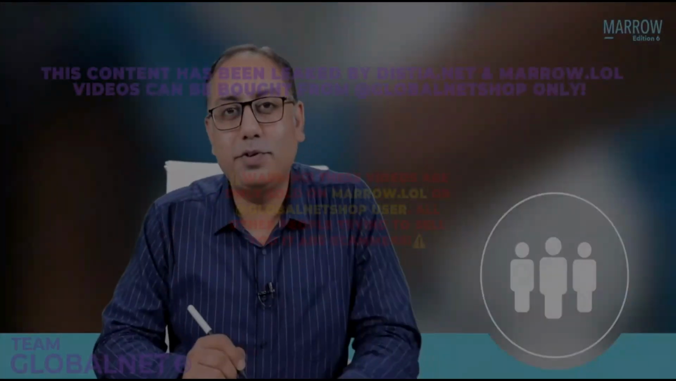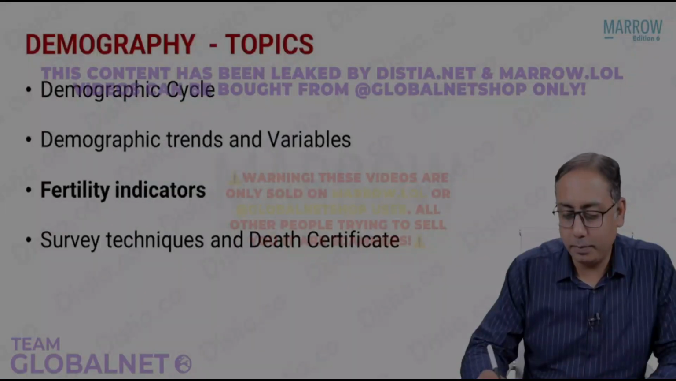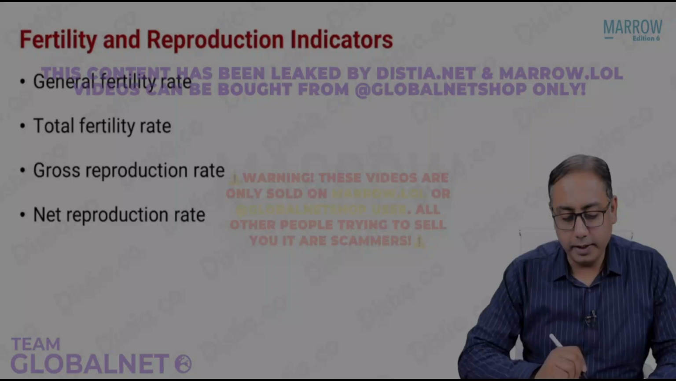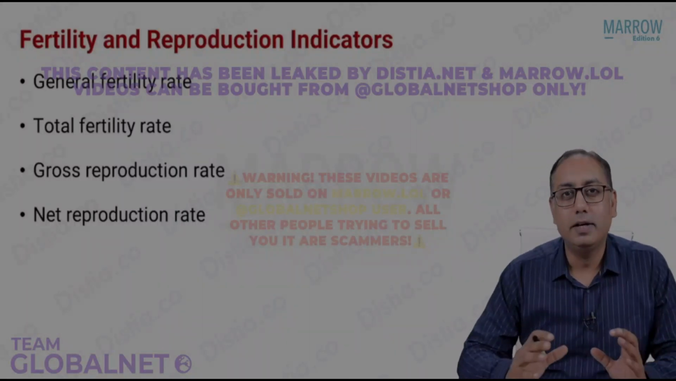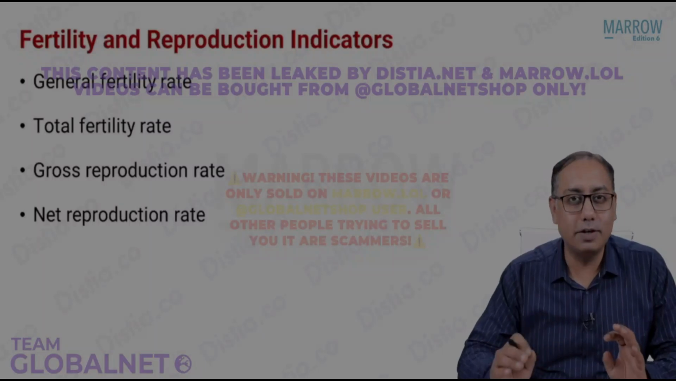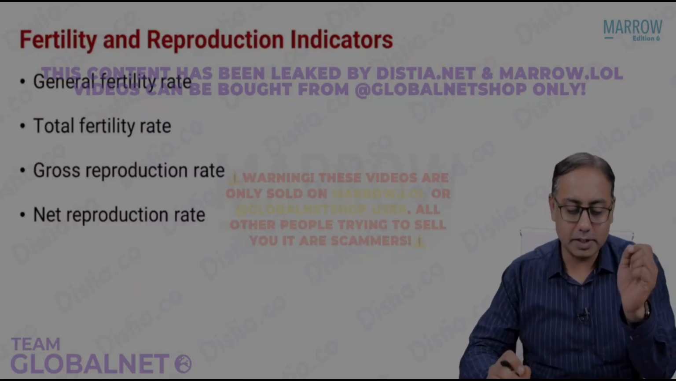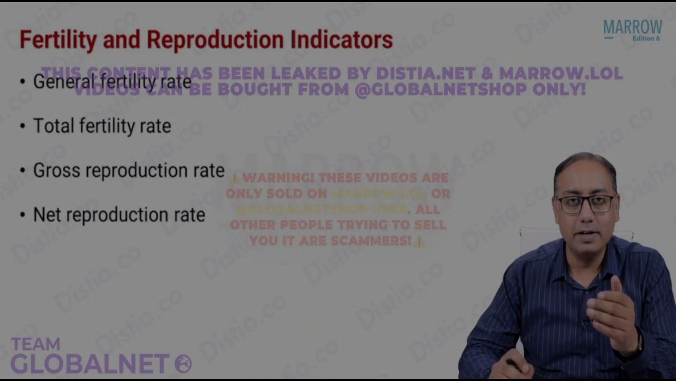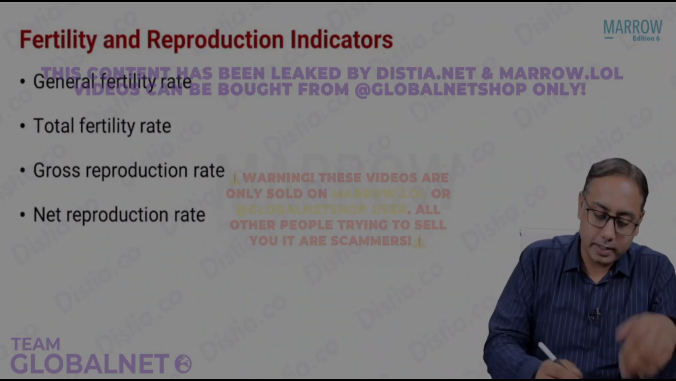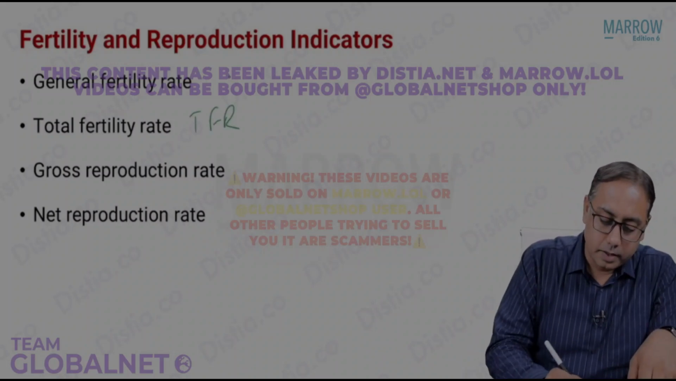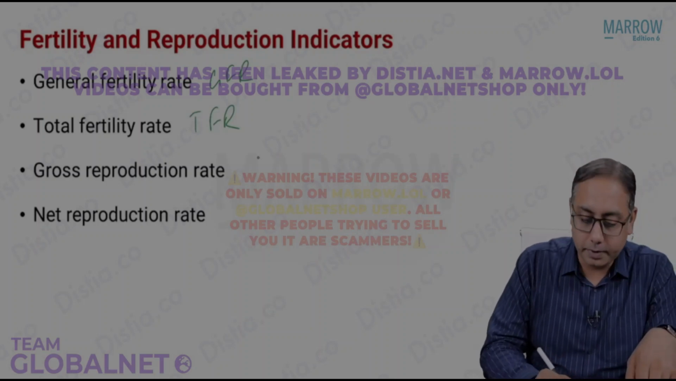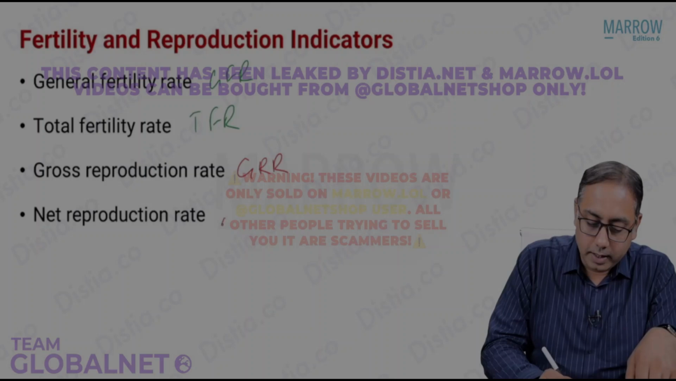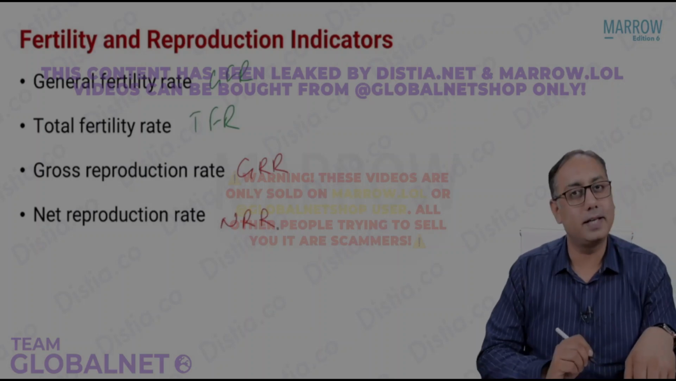So now let us move to topic number 3, that is the fertility indicators. What do we mean by fertility indicators? In this video session, we are going to talk about 4 basic fertility indicators: the general fertility rate, GFR, and the total fertility rate, TFR. We will also talk about the gross reproduction rate, GRR, and the net reproduction rate, NRR.